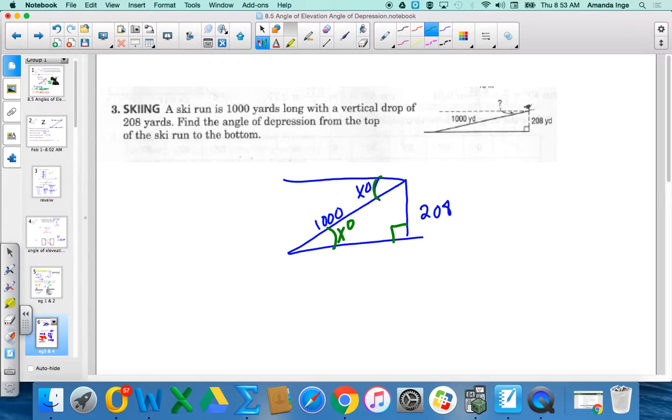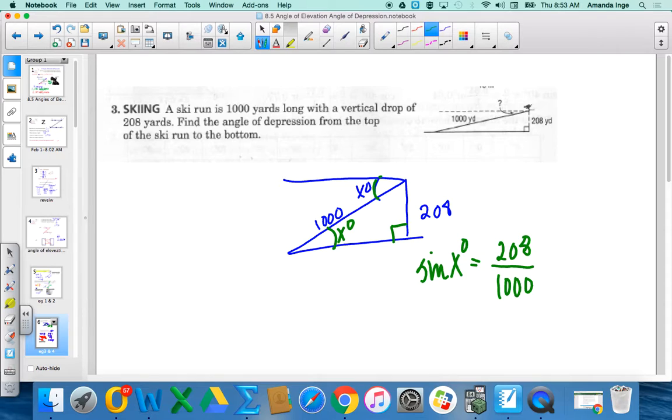So, do we have a hypotenuse? Yes. And what are we looking for? We're looking for the degree. And do we have the opposite or do we have the adjacent? Opposite. We have the opposite. So we're going to say the sine of x degrees is equal to the opposite over the hypotenuse.